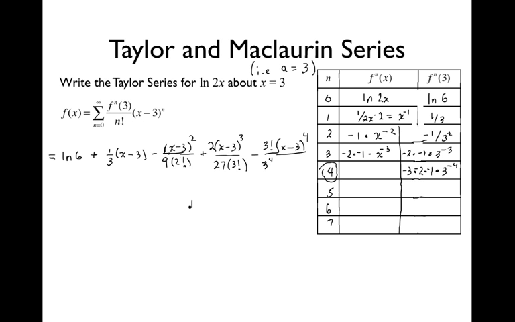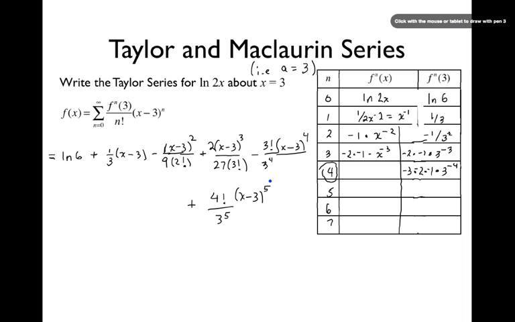We do one more term. One more term will be 4 factorial over 3 to the 5th, x minus 3 to the 5th. Okay. Do you follow that?